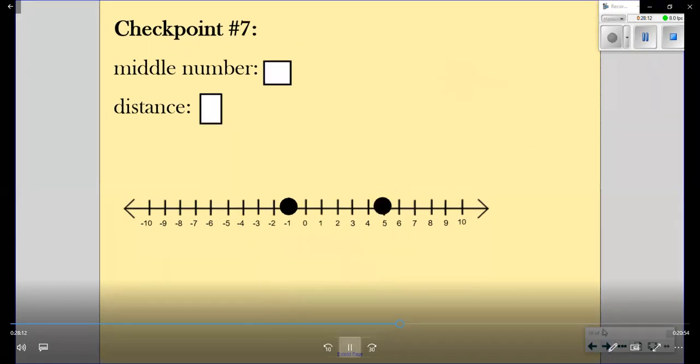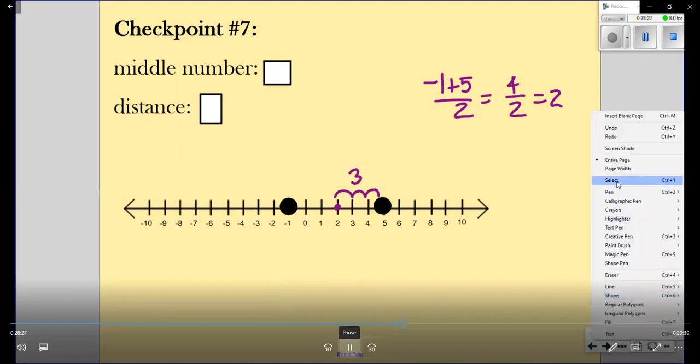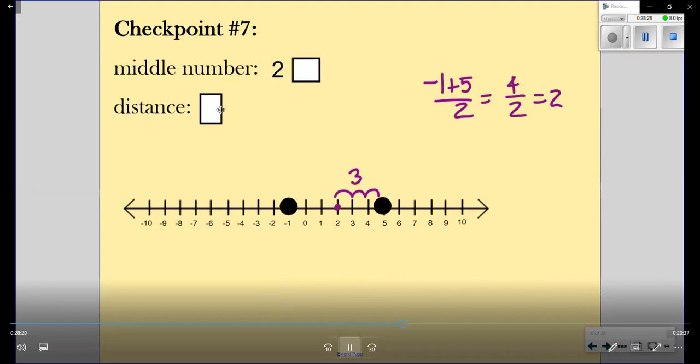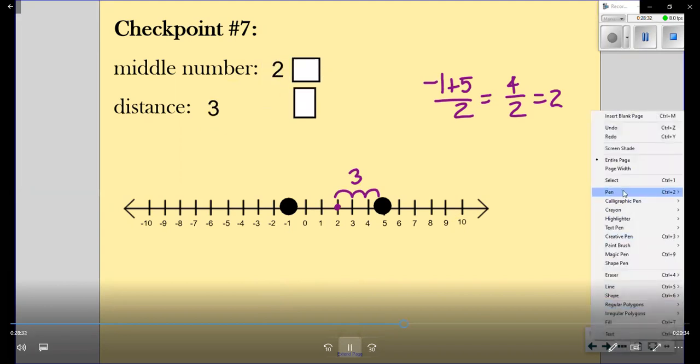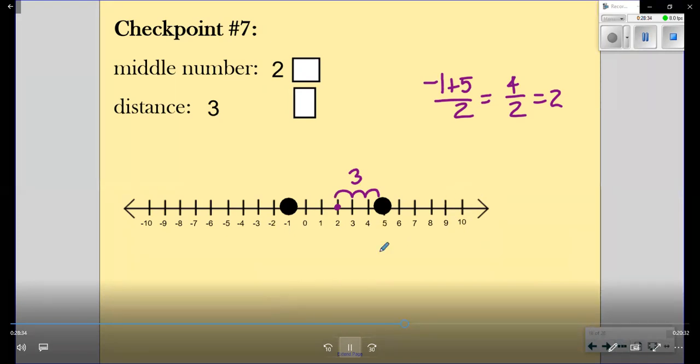All right, move on to the next one. Same thing, negative 1 plus 5 over 2 gets us our middle number. So this would be 4 over 2, and this would be 2. 2 is our middle number. Our distance is 3. So let's unveil that. And then we write our absolute value equation. So it's |x minus m| equals d. And then our x minus our middle number is 2. So we leave it as that. And then our distance is 3.